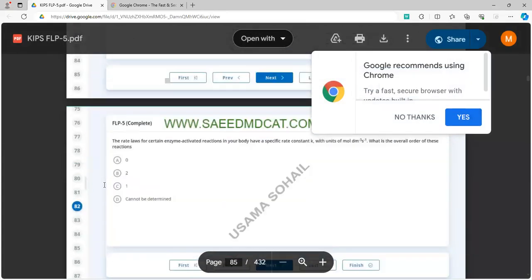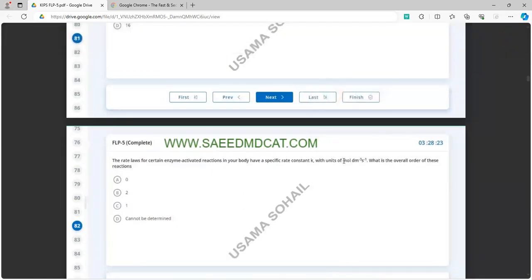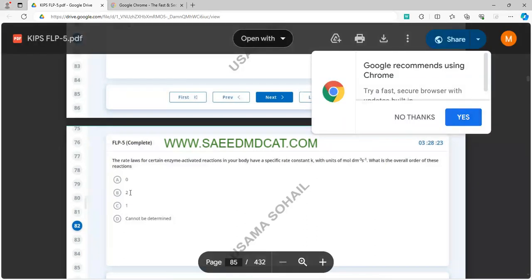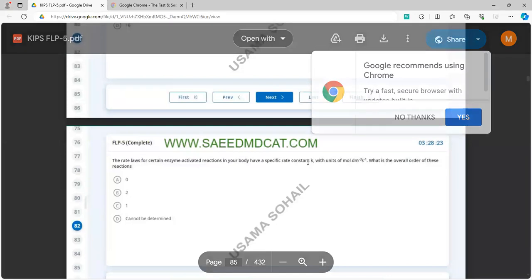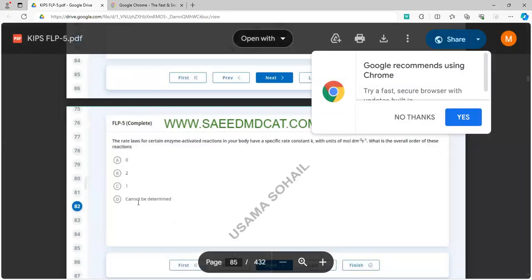Now, you can just memorize the units for mole per dm cubed per second. They've asked you the overall order of these reactions. The overall order of these reactions will be one. Whenever you see these units, this means that the overall order of the reaction is one.